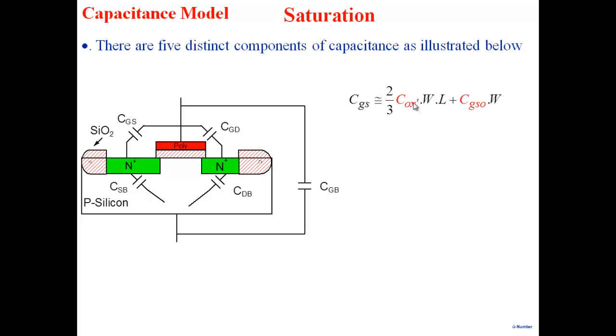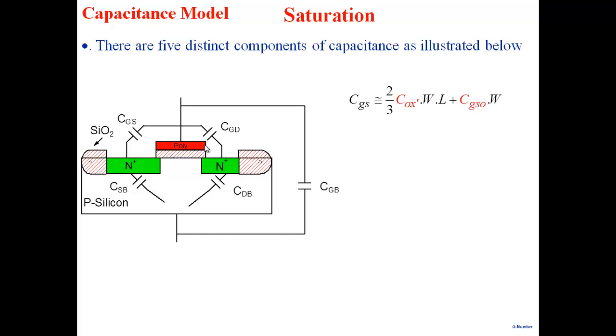Channel, because of the channel charge. And this is coming about because of the overlap. So interestingly, when we talk about the overlap part, we define a capacitance, which is normally, note, defined as capacitance per unit length rather than area.